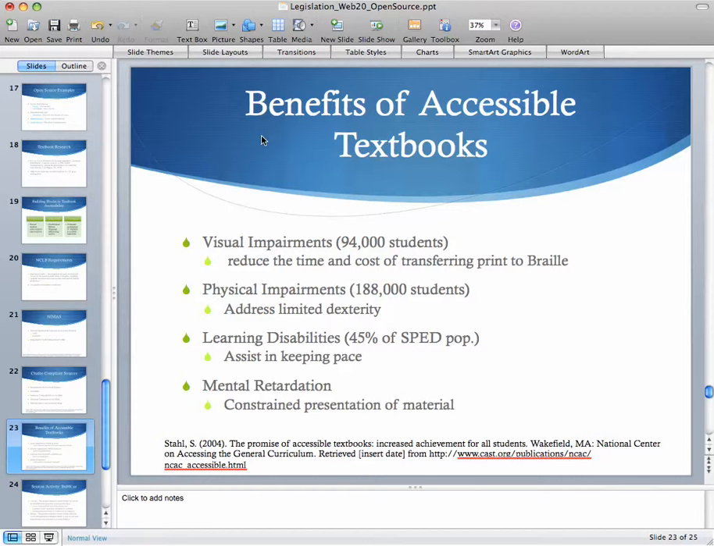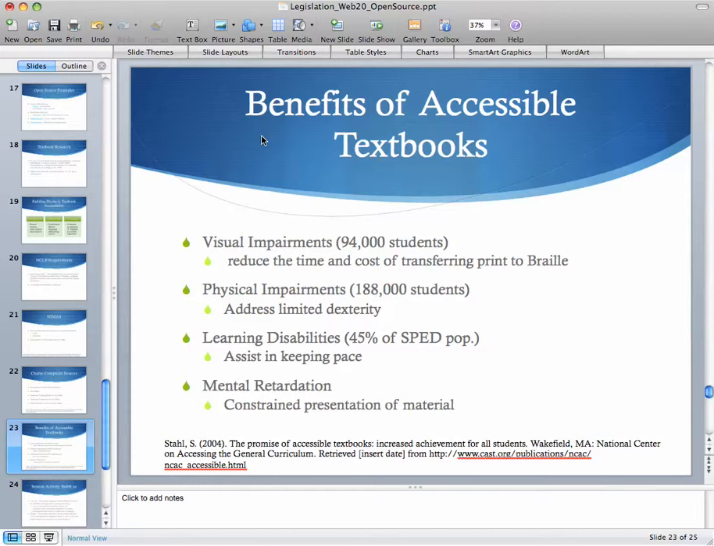Another example is students with learning disabilities, which makes up about 45% of our special ed population. The accessible textbooks allow these students to keep pace with their general education non-disabled students in terms of the content that they're reading and how they access that content.